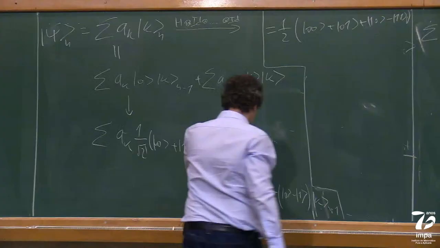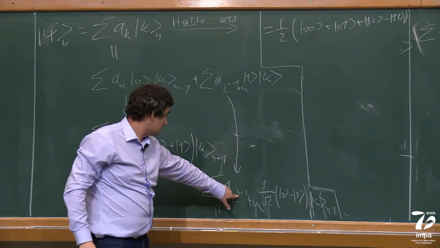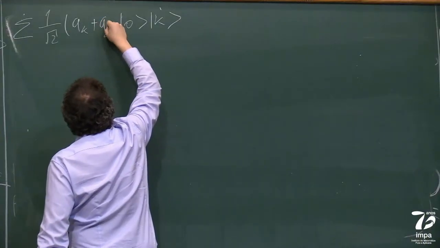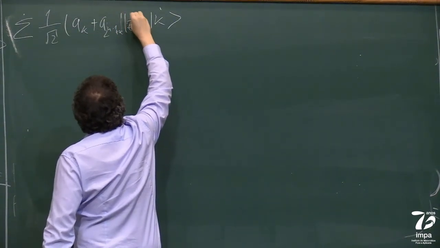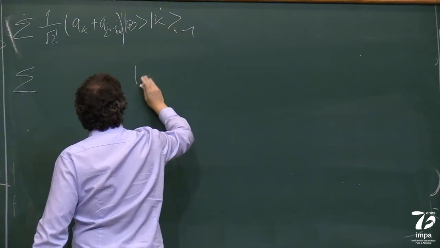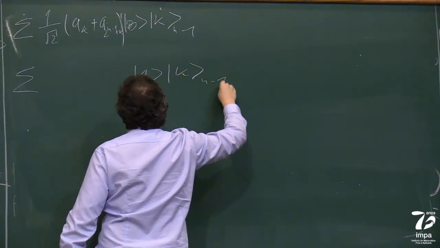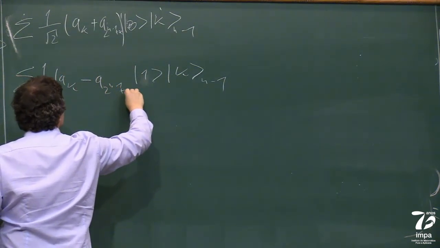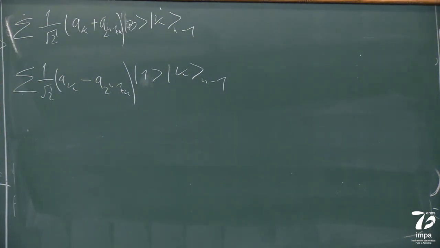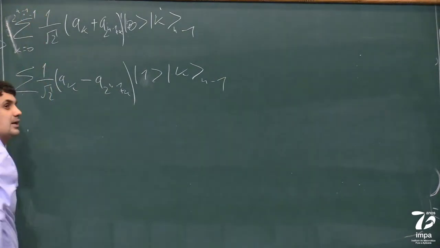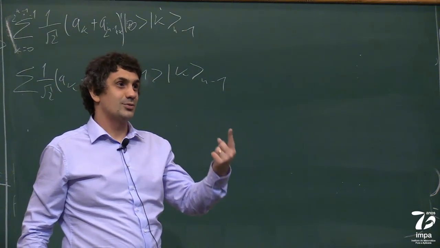And I will have some coefficient here, which would be a with index 2^(n-1) plus k. And for |1>|k>, similarly, not the same, I would have a_k minus a_(2^(n-1)+k) as a coefficient. So applying a single Hadamard operator, with k from 0 to 2^(n-1) minus 1, I made 2^(n-1) summations.